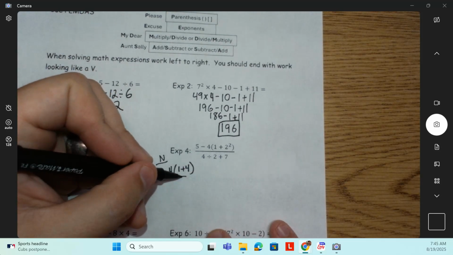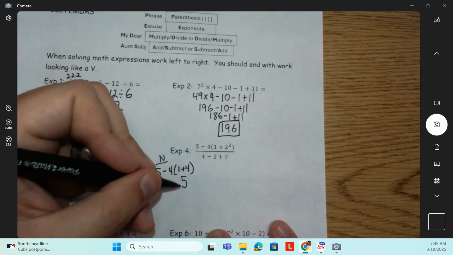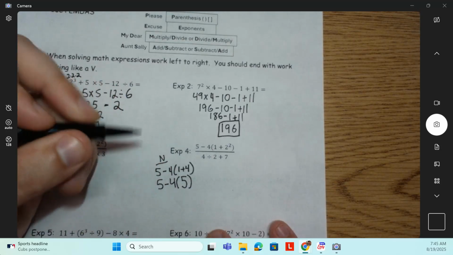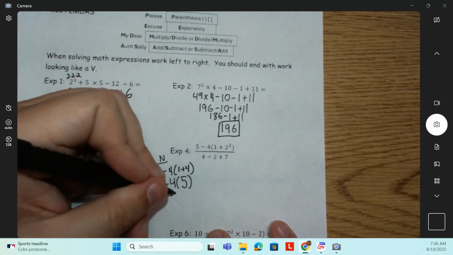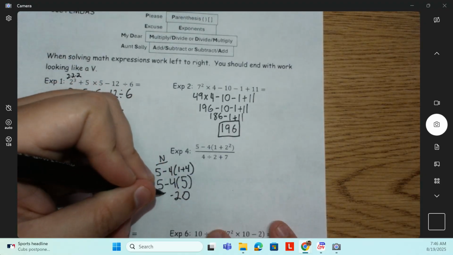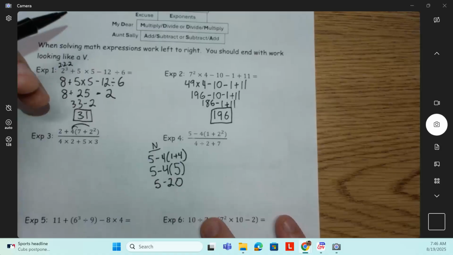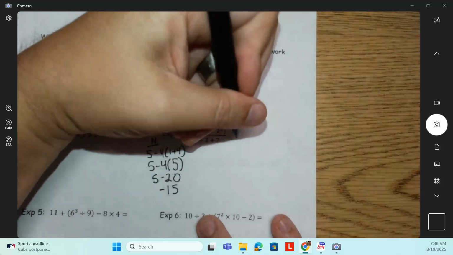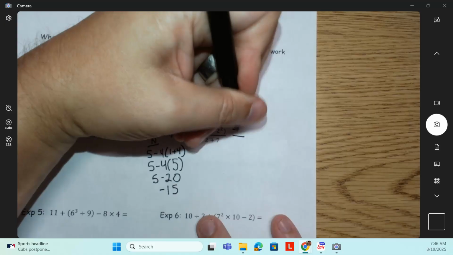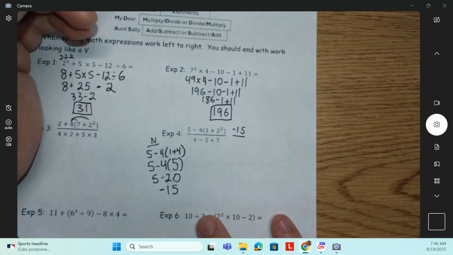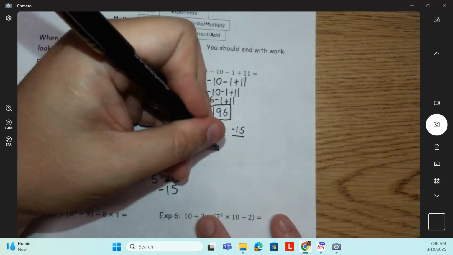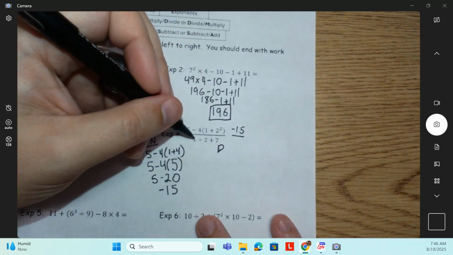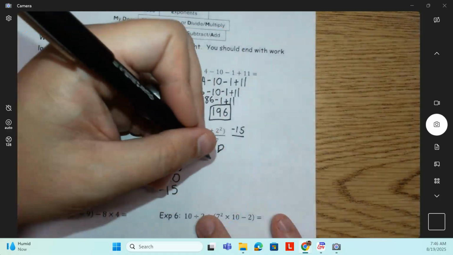So 4 plus 1 is going to give me a 5. And then I've got negative 4 times 5, which should give me a negative 20. And so I've got 5 minus 20 to get negative 15. And what I'll do is I'll draw a line, put negative 15 up here on the top, and then work out my denominator.